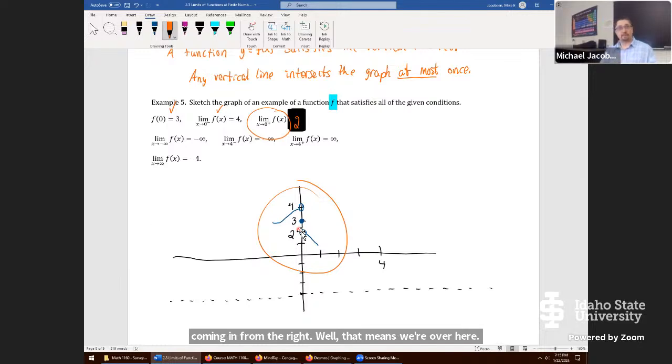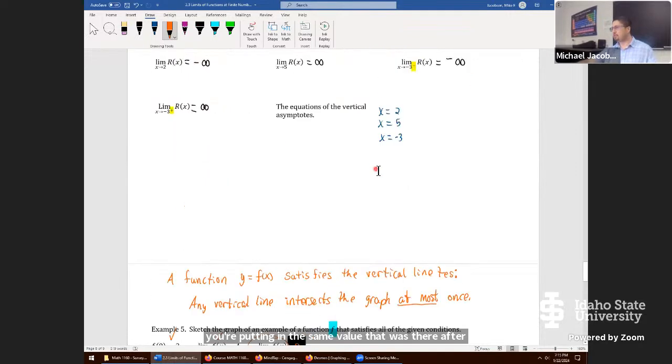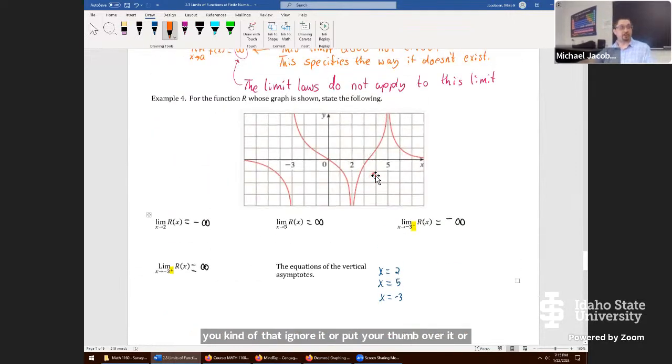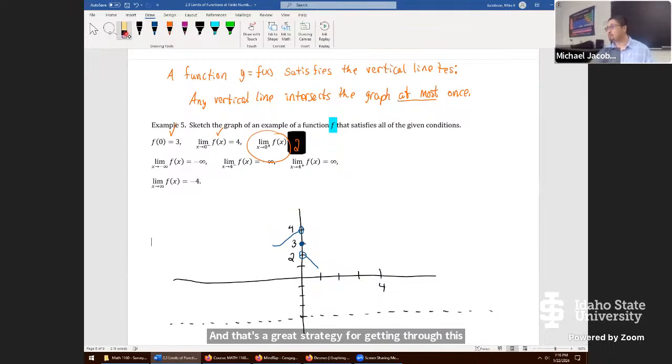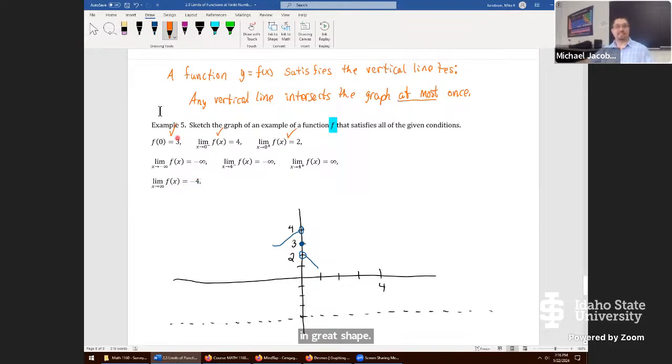If you notice you're putting in the same value that was there, ignore it or put your thumb over it, then you're doing the same thing we did over here, which is far, far easier. You're grading as you're going. And that's a great strategy for getting through this kind of problem. The limit looks right as you consider them one at a time, then you're in great shape. So that's first row down. Now we're just going to redo the rest of these.